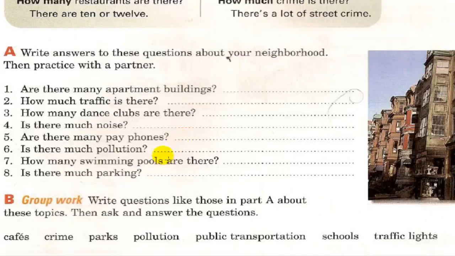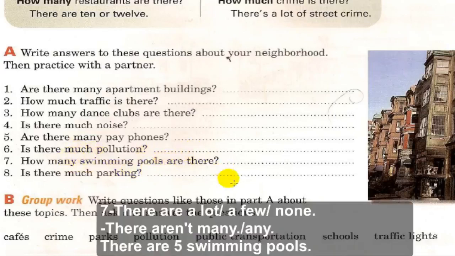Question number 6. Is there much pollution? Yes, there is a lot. No, there isn't any. No, there isn't much. No, there is none. Question number 7. How many swimming pools are there? There are a lot. There are a few. There are none. There aren't many. There aren't any.